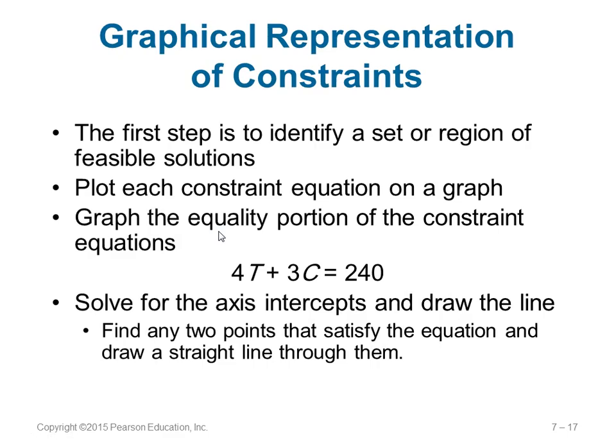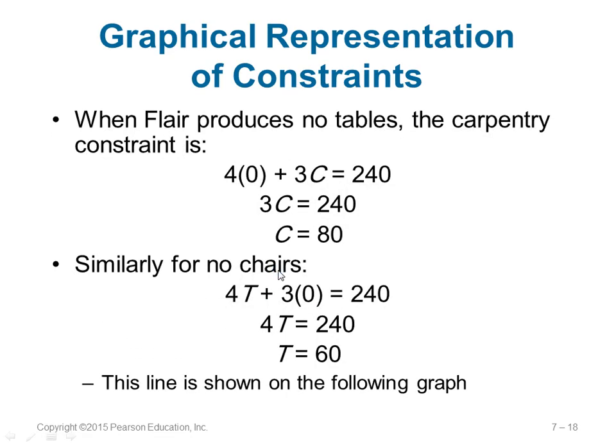Step number 1, to solve, we can take the constraint 4T plus 3C is less than or equal to 240. Just make it equal to 240. And then you assign, let's say, T equal to 0, you get C equal to 240 by 3. Similarly, you put C equal to 0, you get T equal to 240 by 4. So you put T equal to 0, get C equal to 80, and then put C equal to 0, no chairs, T equal to 60.